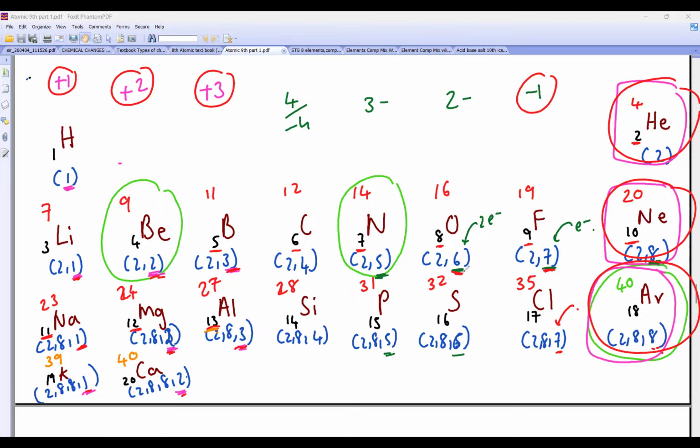It is nothing like that, beta, but you see the concept. They are gaining how much electron? 2. So 2 negative. 3. So 3 negative. Are you getting it?